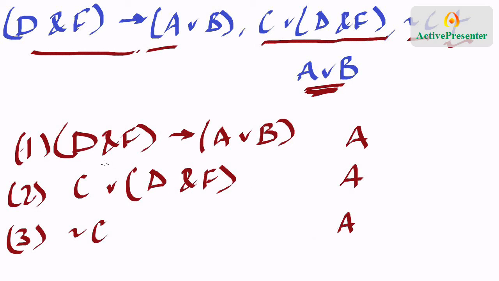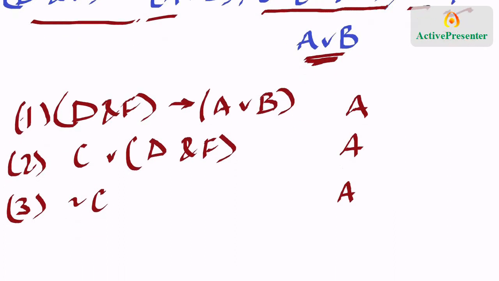Okay, so our premises are if D and F, then A or B. And we label that as an assumption, cited as an assumption. Next, C or D and F. And then our third premise is not C.